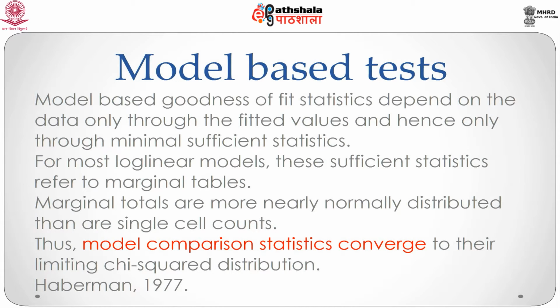Thus, the chi-squared or goodness of fit statistics for comparing two models will tend to converge to the limiting chi-square distribution more quickly than the chi-squared or goodness of fit statistics for testing goodness of fit of a single model, as these will also depend on the individual cell counts. Theoretical justification for this is provided by Haberman in his 1977 paper.